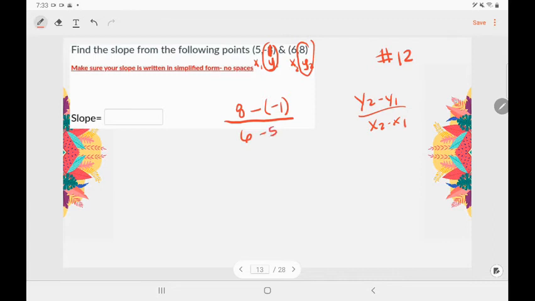Now you might have not included the negative because there's already a minus sign there. Make sure you have both of them because I need to add them. 8 plus 1 is 9. 6 minus 5 is 1. And remember to simplify your slope. There's no common factors, so 9/1 is simplified, but I can change it to 9.